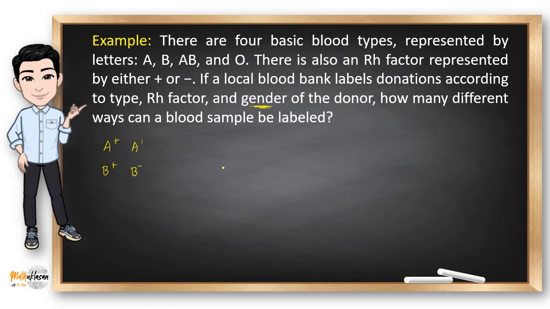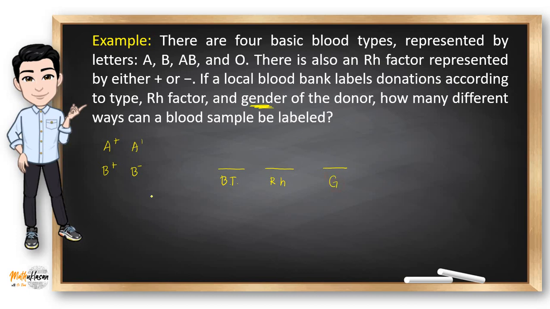So for example, the first event is for us to choose the type of blood. Here we have 4 possible blood types, so I'll write BT here for blood types. And then the second event is we need to choose the Rh factor, so let's just write RH here. Okay, and then the third event is choosing the gender.